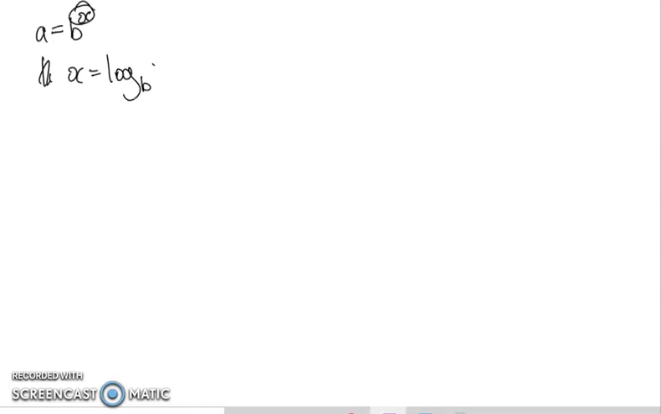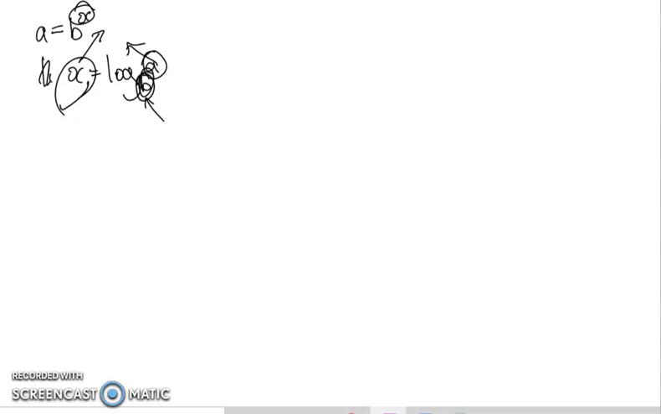Log base b of a. As in, what power do I need to raise b to get to a? As in, this number, right, is the power that I have to raise b to get to a. That's how you should interpret logarithms.